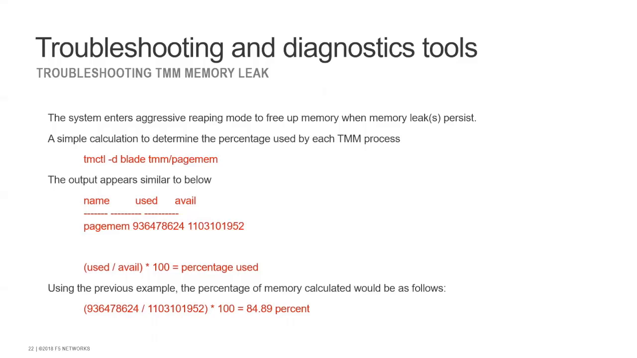A simple calculation to determine the percentage used by each TMM is by running the command tmctl -d blade tmm/page_stats. The output will be similar to this, but we can see the page, the use, and the available. So the calculation is the use divided by the available times 100, and that will give us the percentage of used TMM memory. Using the previous example, you can see here that we're talking about 84, 85% of memory used.